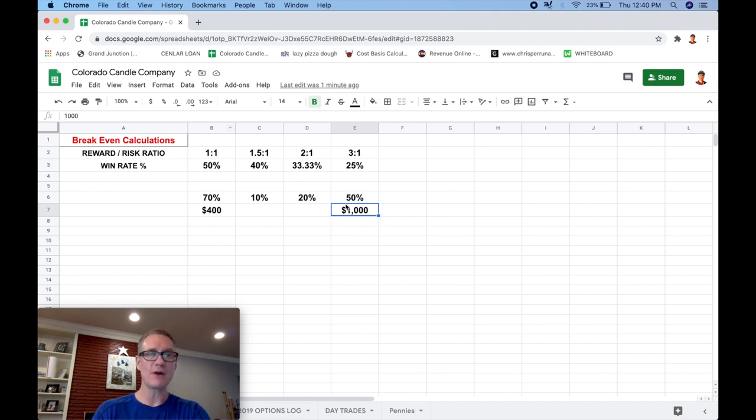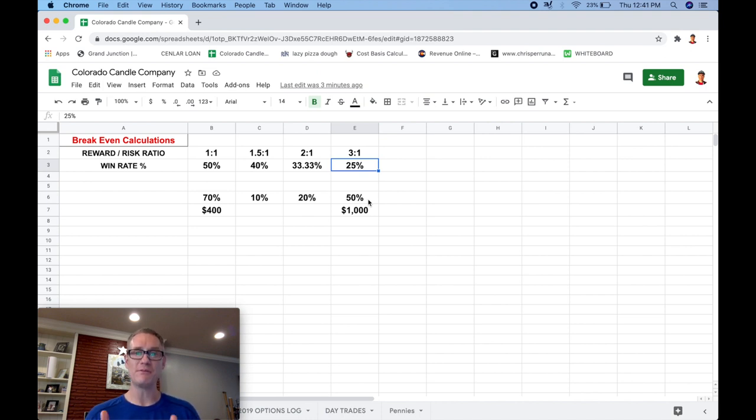So on these calculations, for 1-to-1, 1.5, 2-to-1, and 3-to-1, the break-even percentages are right here. So in order to break even on 3-to-1, you have to win 25% of the time. If you win 26% of the time, you're profitable if you stay consistent. So from 25 up to 50, which is your winning percentage, that 25% difference, that is your trading edge. So this is how you calculate it. You go from your break-even point to whatever your specific win rate is, and that difference is your trading edge.